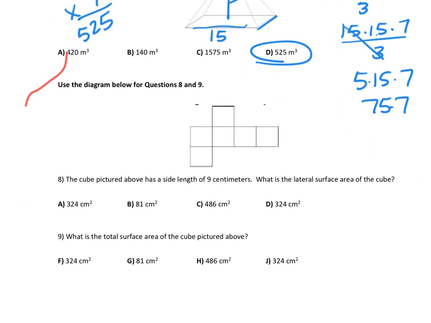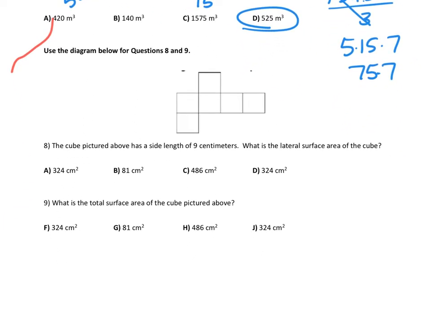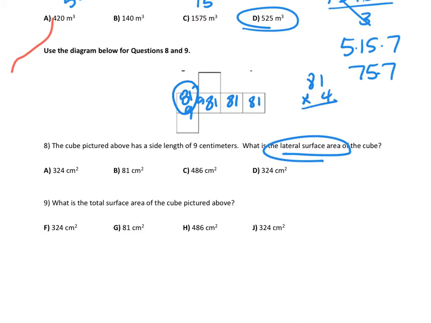So number 8, the cube pictured above has a side length of 9 centimeters. So everything's 9. What is the lateral surface area? Lateral does not include the base. So 9 times 9 is 81. So this square is 81. A lateral has all the faces, not the bases. So this is 81, this is 81, this is 81. So we add up all those 81. So when you get 81 times 4, which is 324.